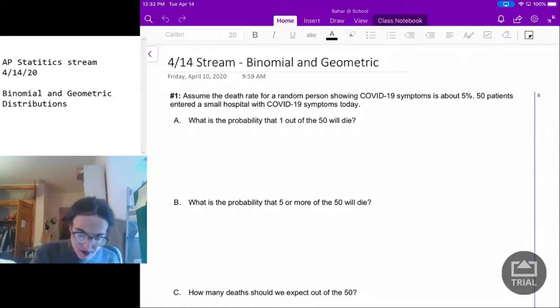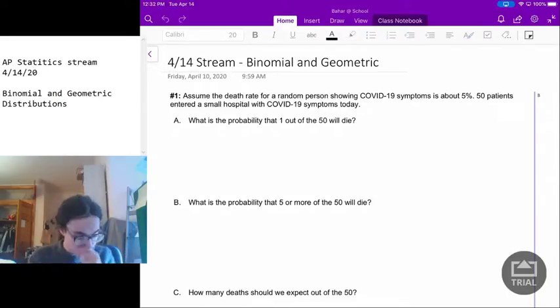Okay, so if we're asking what's the probability that 1 out of 50 will die, we're saying what is the probability that X, the number of deaths, equals 1? Let's make that clear: X is the number of deaths. To do this, out of a group of 50, how many different combinations of one person could there be? How many different ways can we pick one person out of a group of 50? Well, there's 50 ways of doing that. So that's actually a pretty simple one.